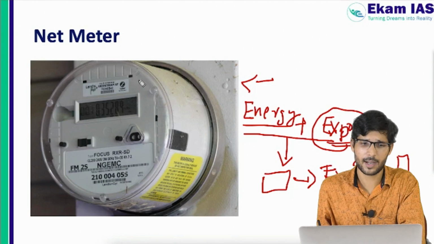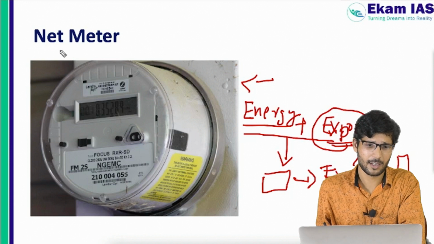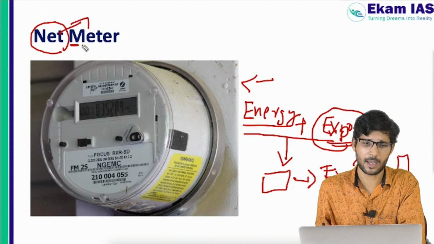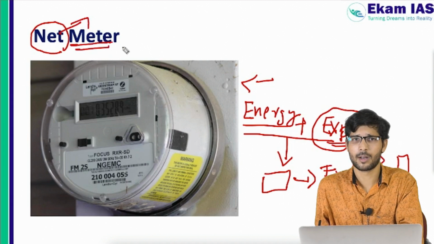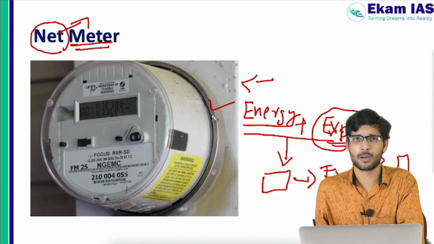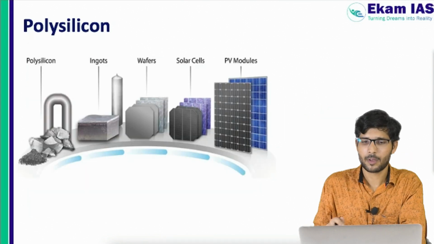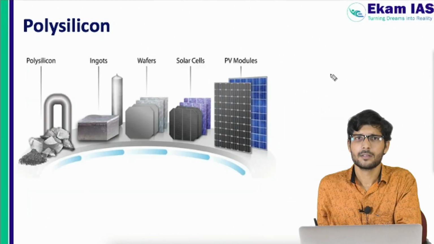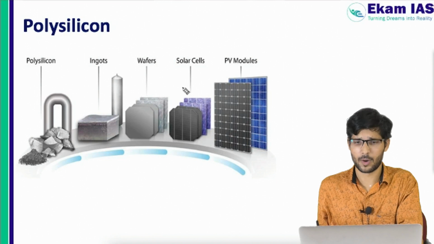The word net means that these differences will be calculated. That is why we call it net metering. It is like a regular meter only. So this picture provides an example of a net meter. And now we will be discussing another term that was in the news, that is polysilicon.